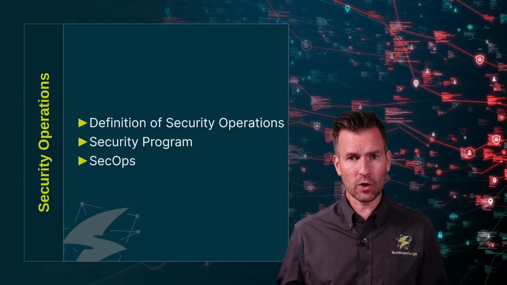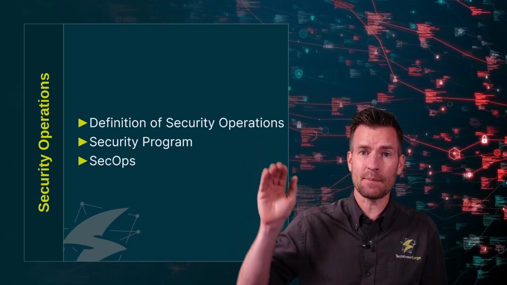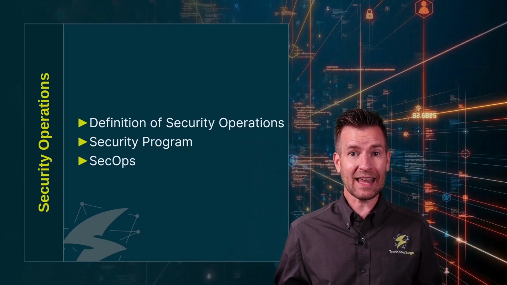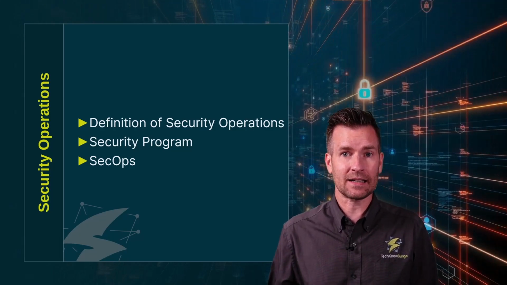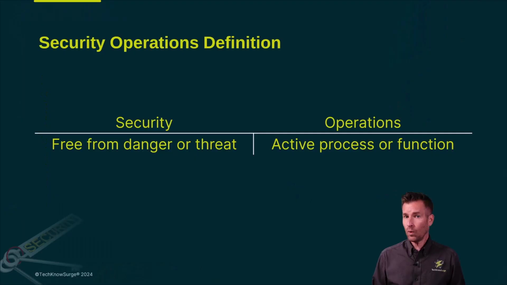Within this lesson, we're going to define what security operations looks like. Then we're going to get into a security program and finish things off by talking about SecOps and what is SecOps. One thing I always like to do is break down these words into separate components. So for instance, we have security, which means free from danger or threat. Then we also have operations, which is an active process or function.